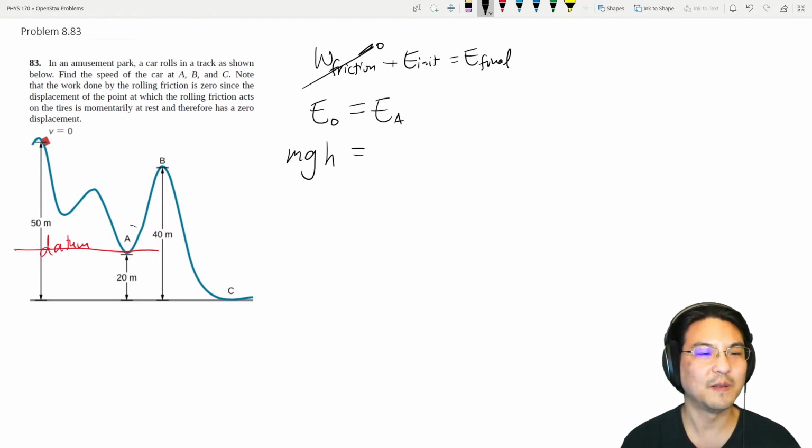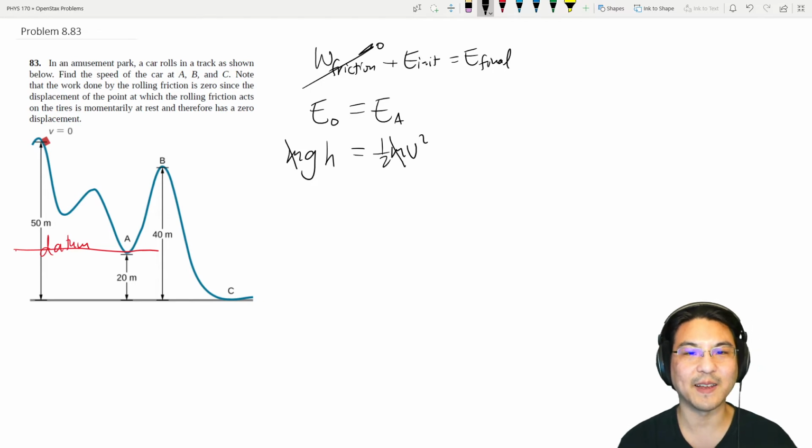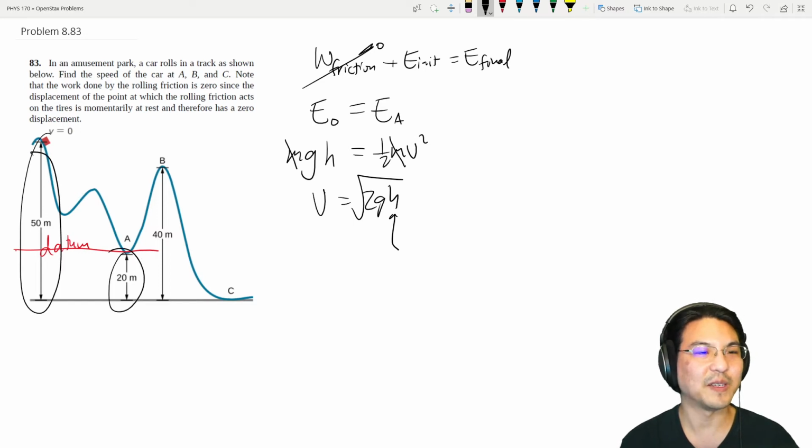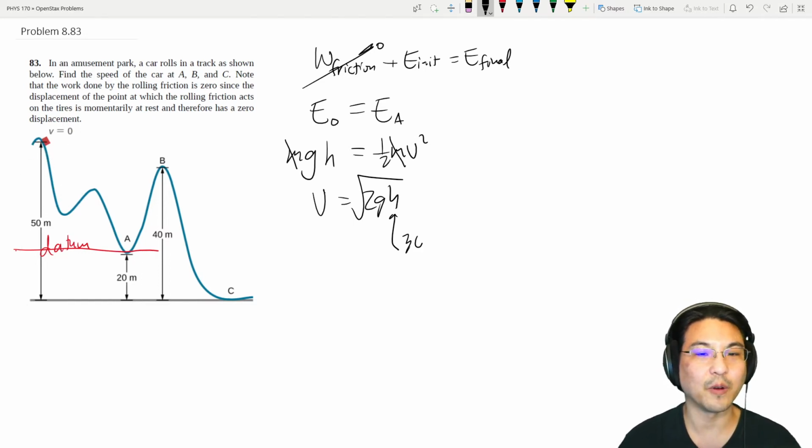And then final, when it's over here, it's going at some speed, but now it's at the datum. So then that's it. We can divide both sides by a non-zero mass. So then we have the speed, v squared equals 2gh. But what value do we put for h? The height above the datum: here to here is 50, here to here is 20, so here to here is 30. So that would be for the speed at A.